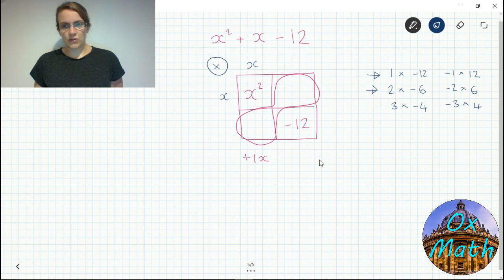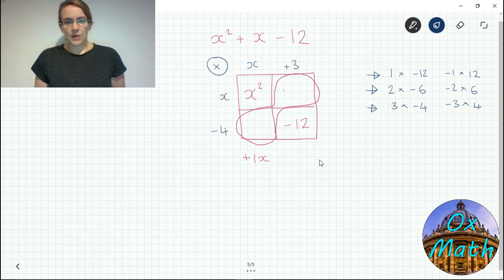So I'm going to now try plus 2 and minus 6. So plus 2 and minus 6 gives me plus 2x and minus 6x. They add to give us minus 4x. So again, wrong. Let's try another one. Let's try our 3 and minus 4 then. So plus 3 and minus 4. So plus 3 times x, 3x, minus 4 times x, minus 4x. They add to give us minus 1x.